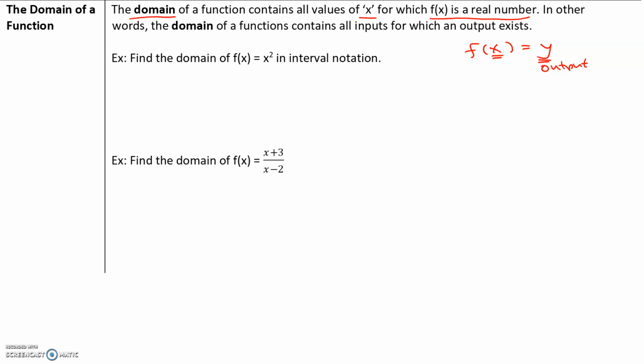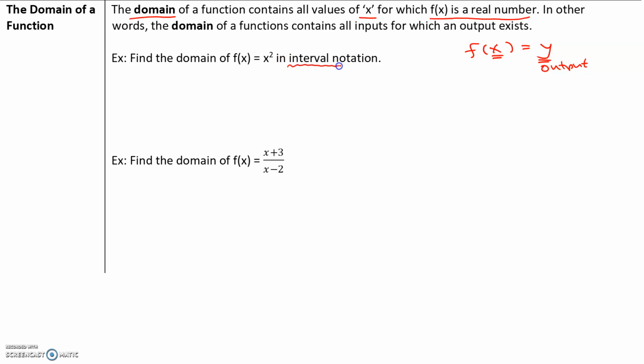So here's one way to understand domain. The domain consists of all the x values, which when you plug in, you get an answer, basically. If it's undefined, if it doesn't exist, then that x is not in the domain. But if you get an answer, then that x is in the domain. So here's an example. Find the domain of f of x equals x squared in interval notation.